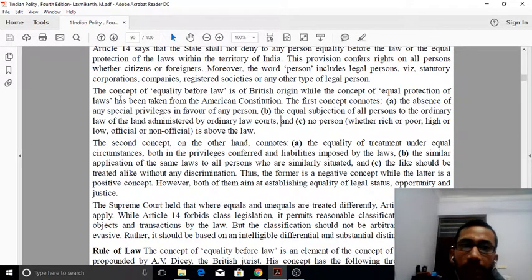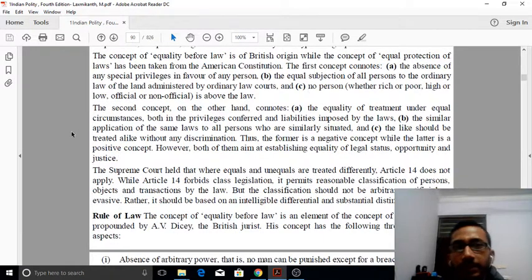Next, this is the concept of equality before law, right? It means everybody is equal, no person is above the law, and there is equal subjection of all persons to the ordinary law of the land administered by ordinary law courts, right?